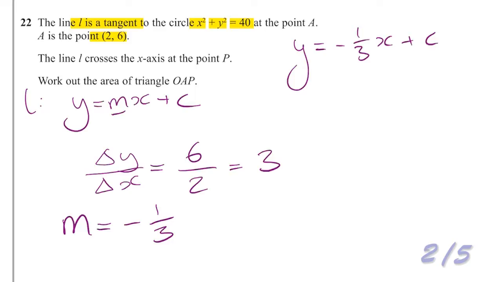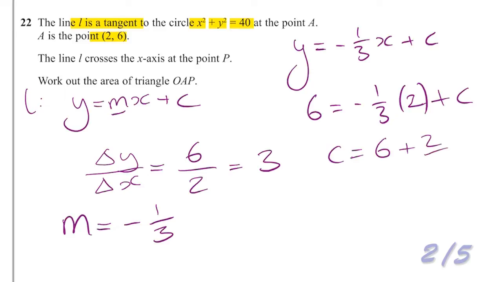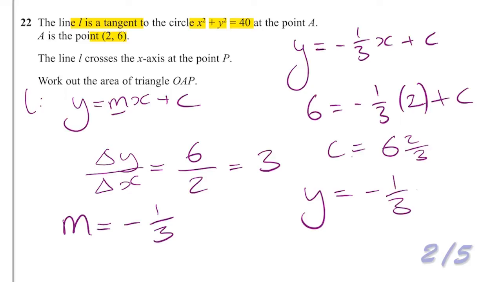Now to find out this constant, the c, we're going to sub in some values we know. Well, we know the line crosses at the point 2, 6. So we know it crosses that when y is 6 and x is 2. So 6 equals minus a third times 2 plus c. Okay, so we've got minus a third times 2. That's minus 2 thirds. And we can just move that over to the other side. So that tells us that c is going to equal 6 plus 2/3. 6 and 2/3. Gives us the equation of our line. y equals minus a third x plus 6 and 2/3.